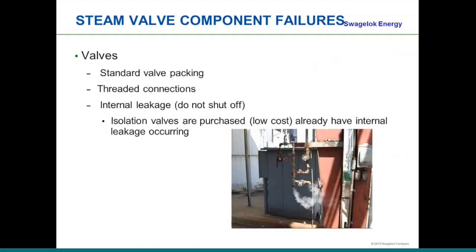Valves: standard packed valves, threaded connections, internal leakage. The thing with component failures on a steam valve is we buy valves that already leak. You must be buying valves that don't leak, and the valve leakage rate is per FCI or ANSI standard or the API standard. So when you're buying valves, make sure you buy valves that are class 4 or higher that do not have a high internal leak rate. If you purchase a valve without specifying an internal leak rate, you get a valve that looks like this in the picture, steam coming out of it.